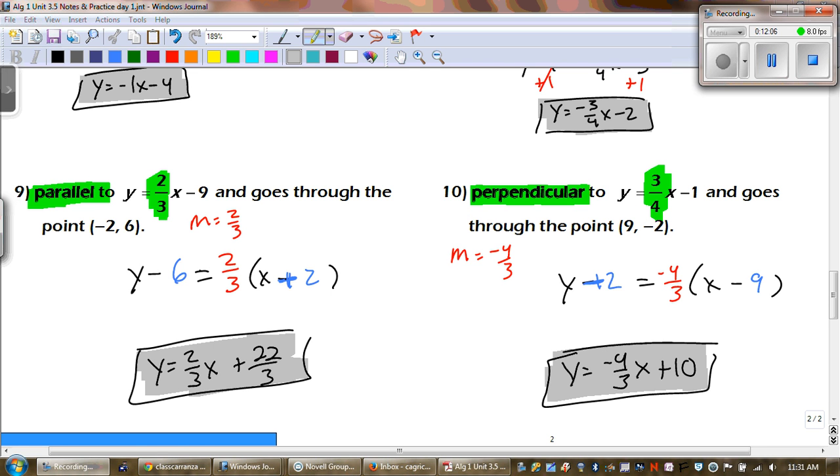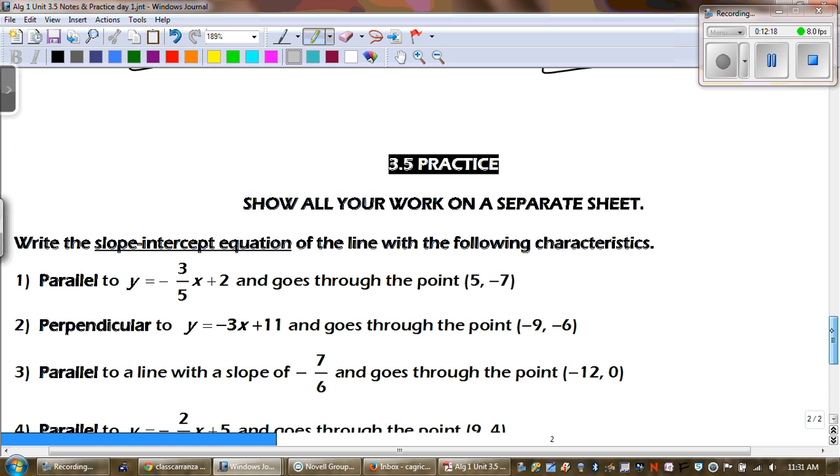Okay, and there are your answers. Now, if you have any questions on this or any other problems in 3.5, please come see Ms. Carranza or myself. And your homework is directly below, and make sure that you put that on a separate sheet.